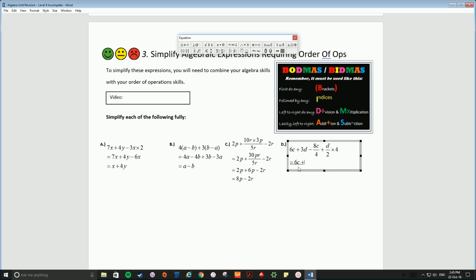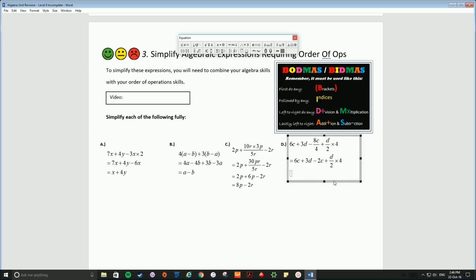You can do a couple of steps at a time if you know what you're doing, but it's always best when you're just learning this stuff to just do the first thing that you need to do. So 8c divided by 4 is going to give me 2c, and I'm just going to bring everything else down. Just copy this to make it a bit quicker. All right, next line. Addition, subtraction, addition, division, multiplication. Now, this division d divided by 2, there's nothing you can do there. So we move to the times.